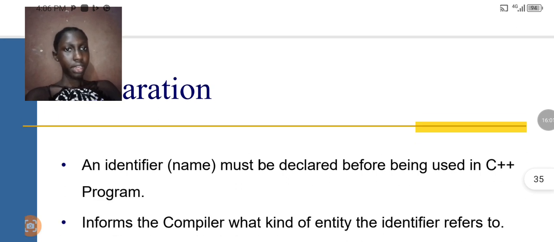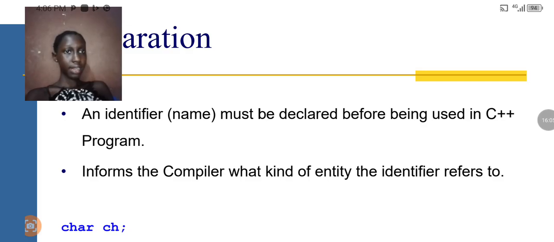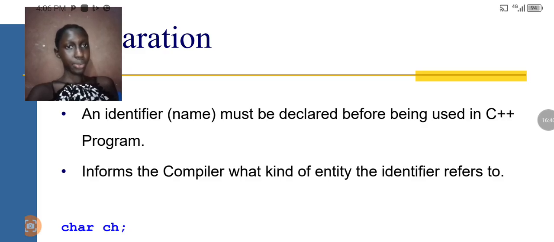Now, declaration. An identifier or a variable name must be declared before being used in a C++ program. Let's say we are finding the area of a circle, and we just start by saying pi r squared and want it to display. We can't just input pi r squared without letting the computer know what pi and r are. So we declare them, we make them known to the computer. In a declaration, the structure is the data type, then the identifier or variable name. This informs the compiler what kind of entity the identifier refers to.